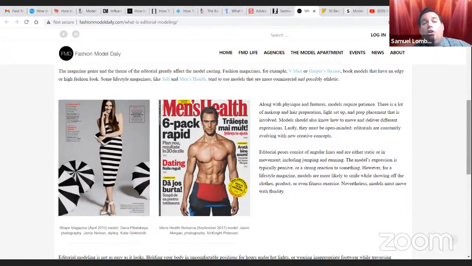Along with physique and features, models require patience. So you also have to be patient, and you cannot be the diva before you start. You cannot say, okay, I'm used to people saying I'm pretty, I look younger than my age, or whatever the case may be. While that's very good, and I understand that, you're not going to be able to tell clients that. You're going to have to pay attention and respect who they are and what it is that they do.